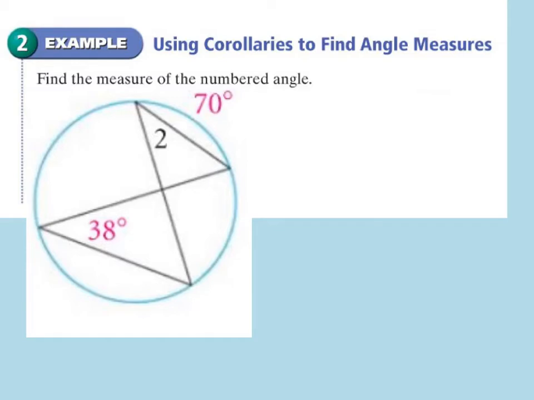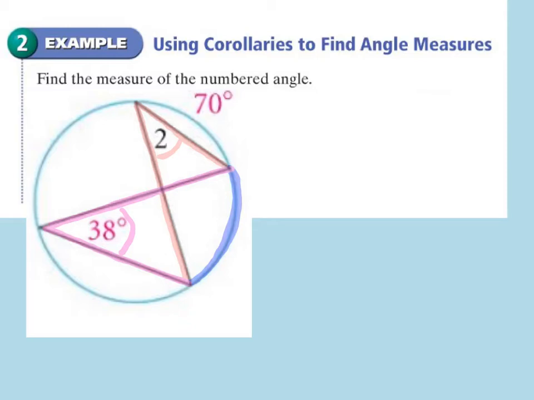Now, in this example, it asks to find the measure of the numbered angle. Now, using what's given, we have to find the measure of angle 2. However, if we look at angle 2, we have that this is an inscribed angle and it intercepts this arc right here. However, we don't know what the arc or the angle is, so we can't actually solve. But if we were to work with the other angle, we'll see that we also have another inscribed angle that intercepts the same arc.